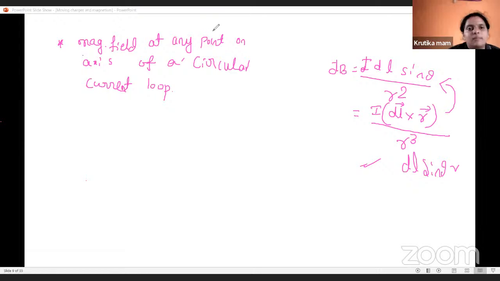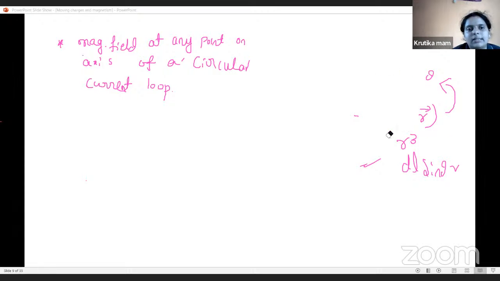In the first year you will study this. So dl cross r is nothing but dl sin theta into r. So r and r cube cancel and we are getting the same equation. Okay, students, the next derivation is the magnetic field at any point on the axis of a loop. So let us begin with the question.